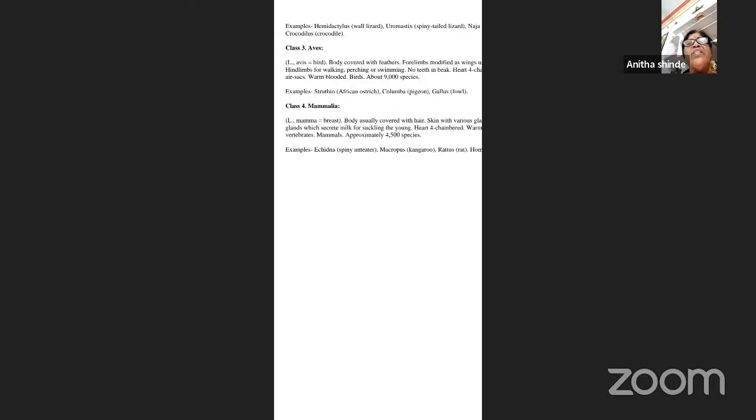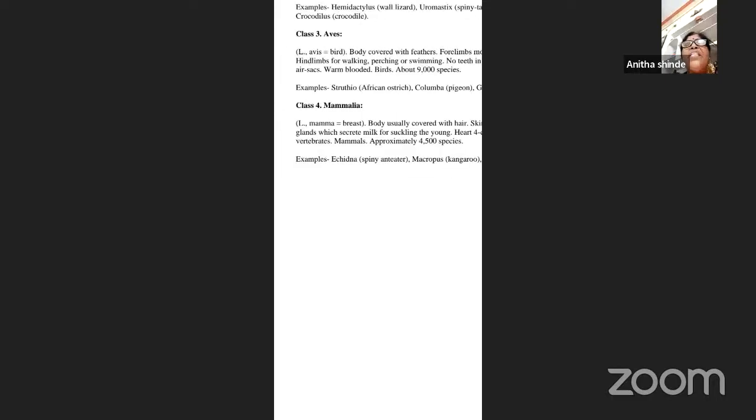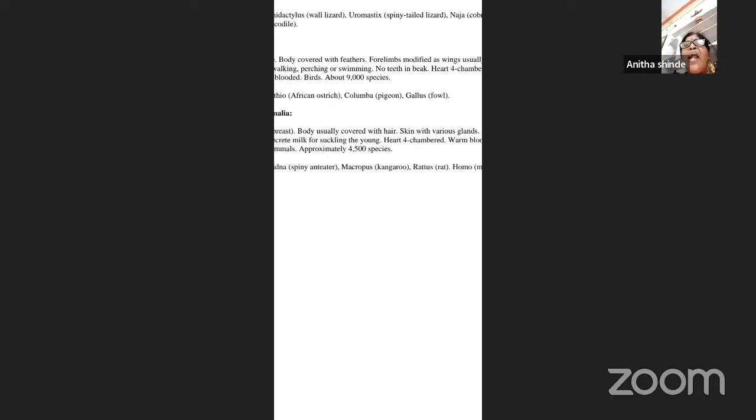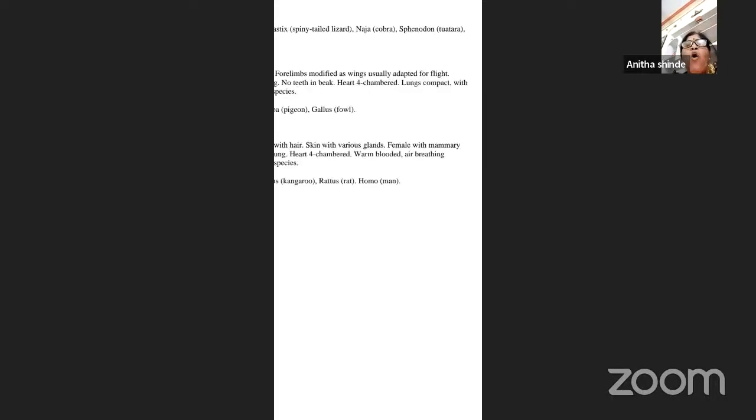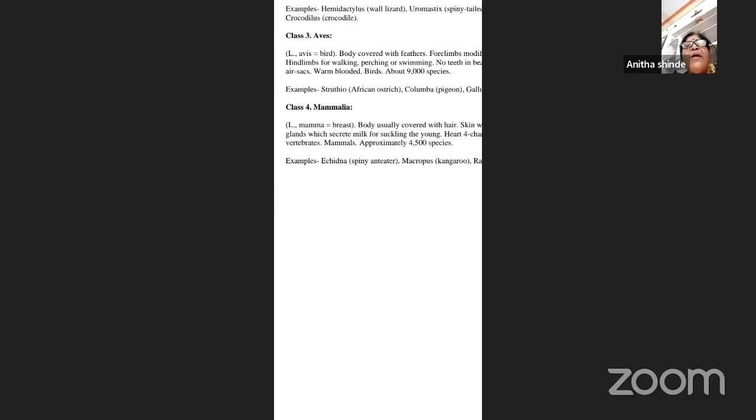The next is class 3, Aves. Now Aves are nothing but the birds. Here the body is covered with feathers. Forelimbs are modified into wings, usually adapted for flight. Hind limbs are used for walking, perching, or swimming. No teeth in the beak. Teeth are totally absent. Heart is 4-chambered, and the lungs are compact with air sacs. They are warm-blooded, and about 9,000 species of birds are known. Examples are Struthio, Columba, that is pigeon, and Gallus, fowl.